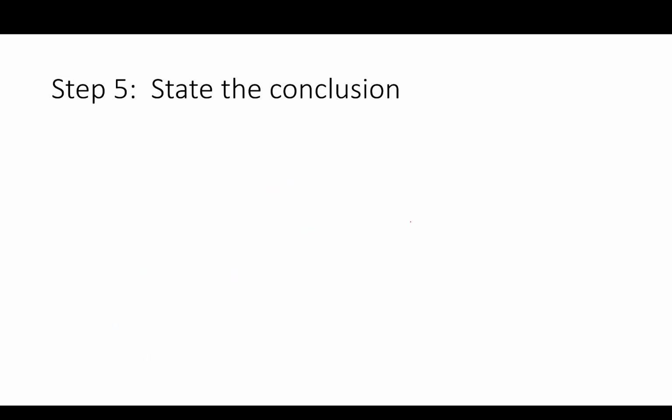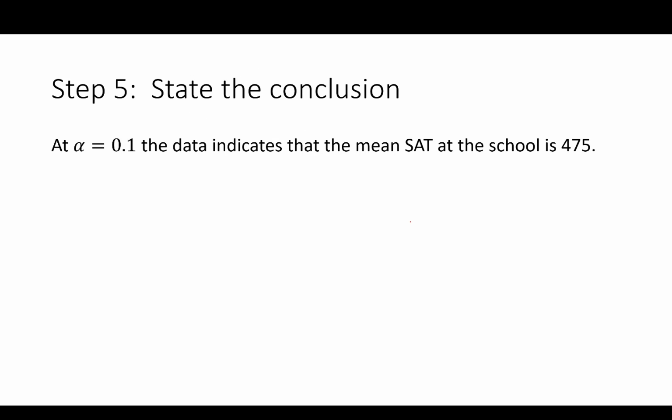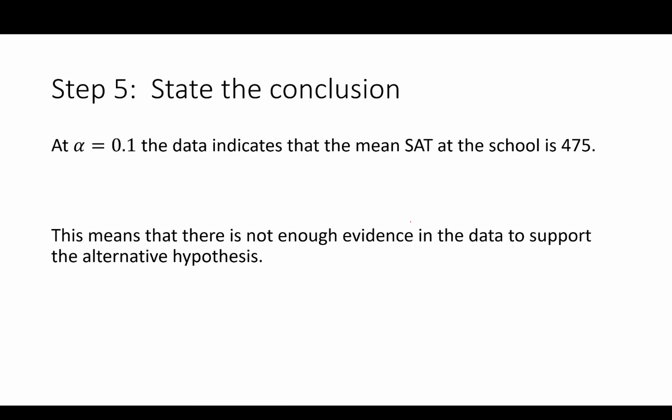Step 5, we want to state the conclusion. Our conclusion is that, at alpha equals 0.1, the data indicates that the mean SAT score at the school is 475. Since we fail to reject the null hypothesis, we're not saying that the null hypothesis is true. We haven't proven it to be true. All we can say with some sort of certainty is that there is not enough evidence in the data to support the alternative hypothesis. This is what our conclusion means when we fail to reject the null hypothesis.